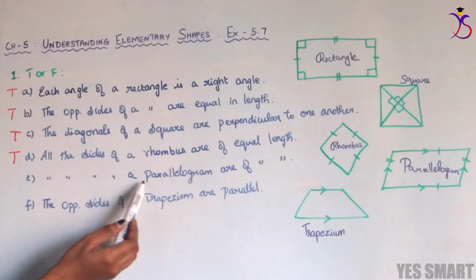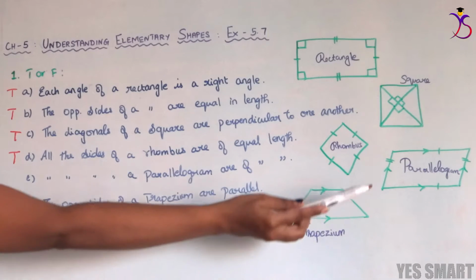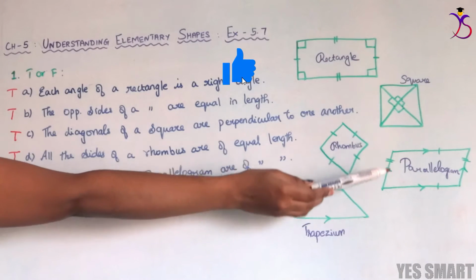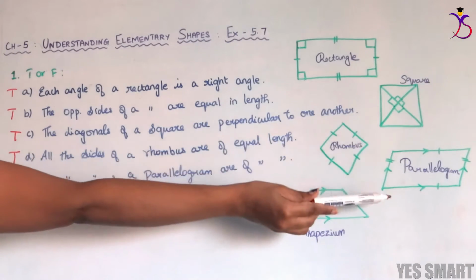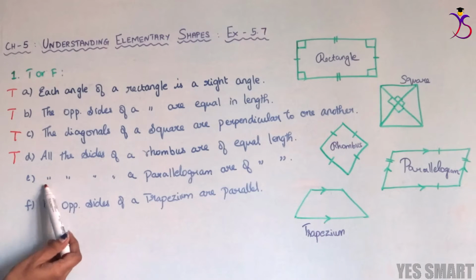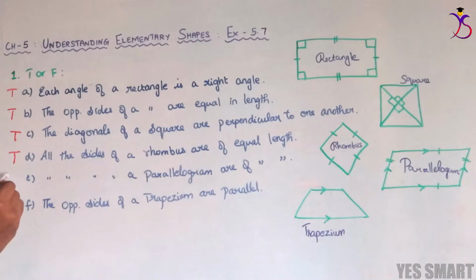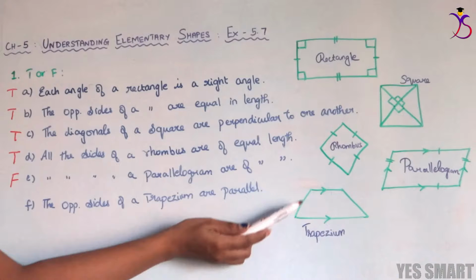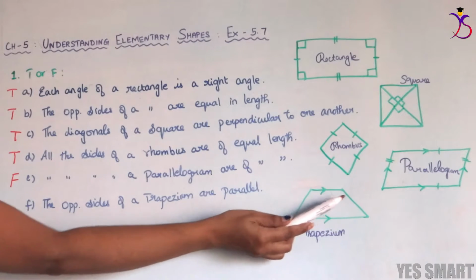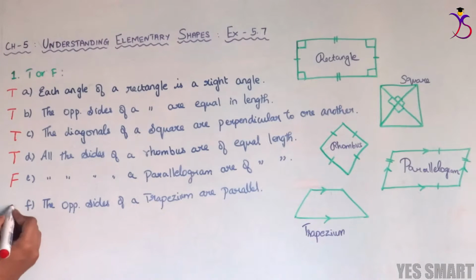All the sides of a parallelogram are of equal length. We knew the properties of a parallelogram: opposite sides are equal in length. That is, the left side is equal to the right-hand side, the top side is equal to the bottom one. But in the question, it is mentioned that all these sides are equal. Therefore, it is false. The opposite sides of a trapezium are parallel. We already knew that only one pair of sides of a trapezium is parallel, not both pairs. Therefore, it is false.